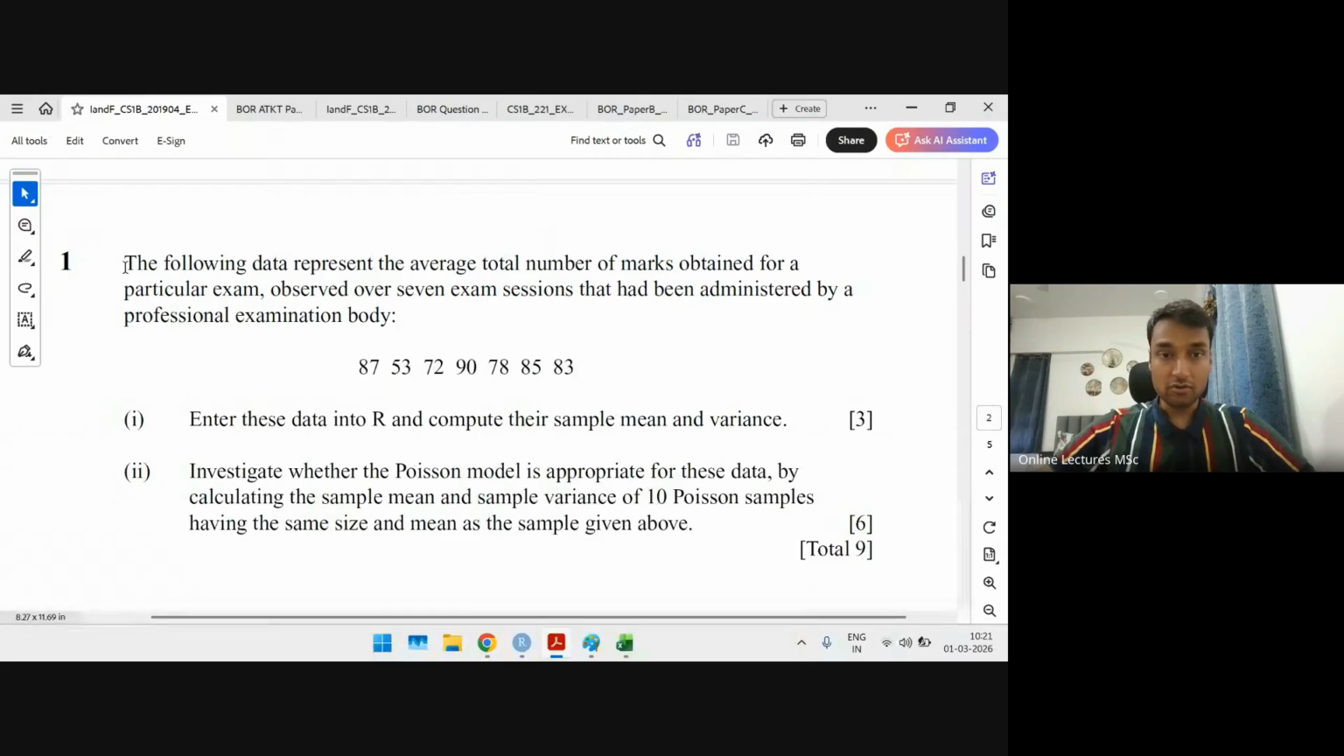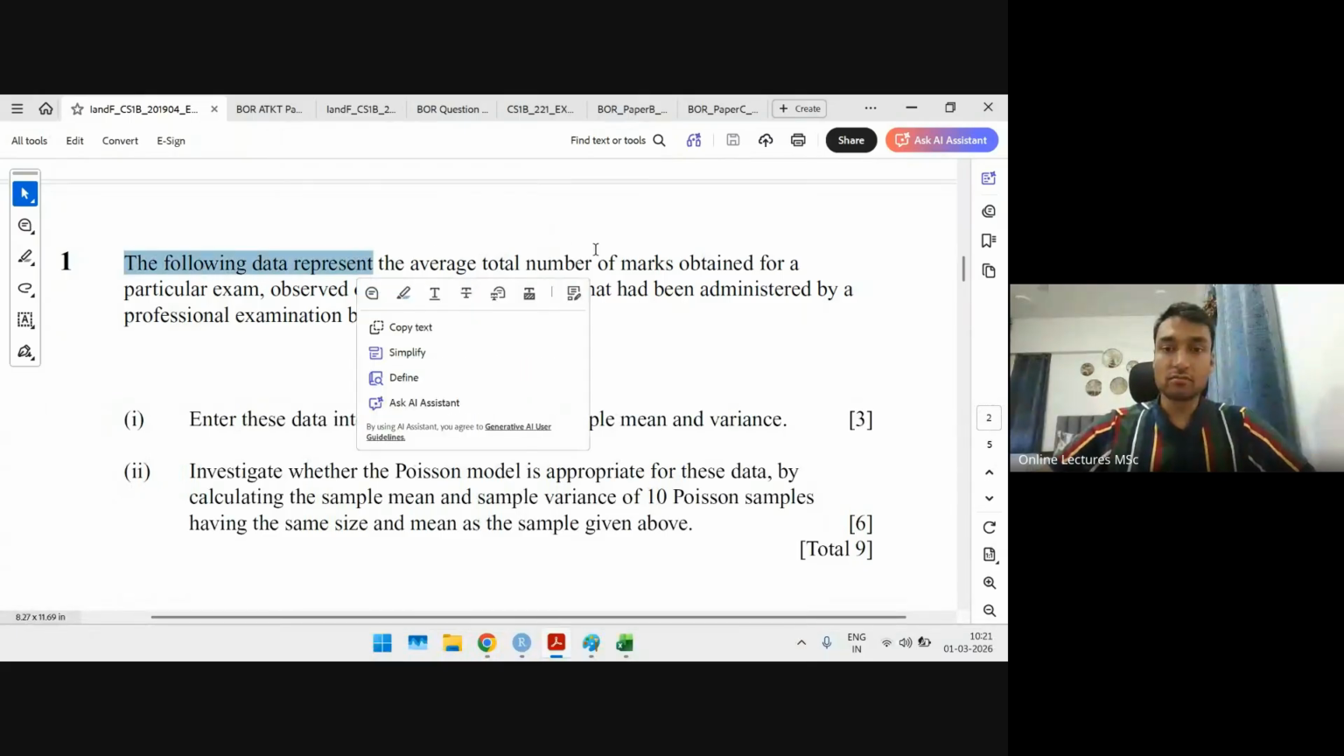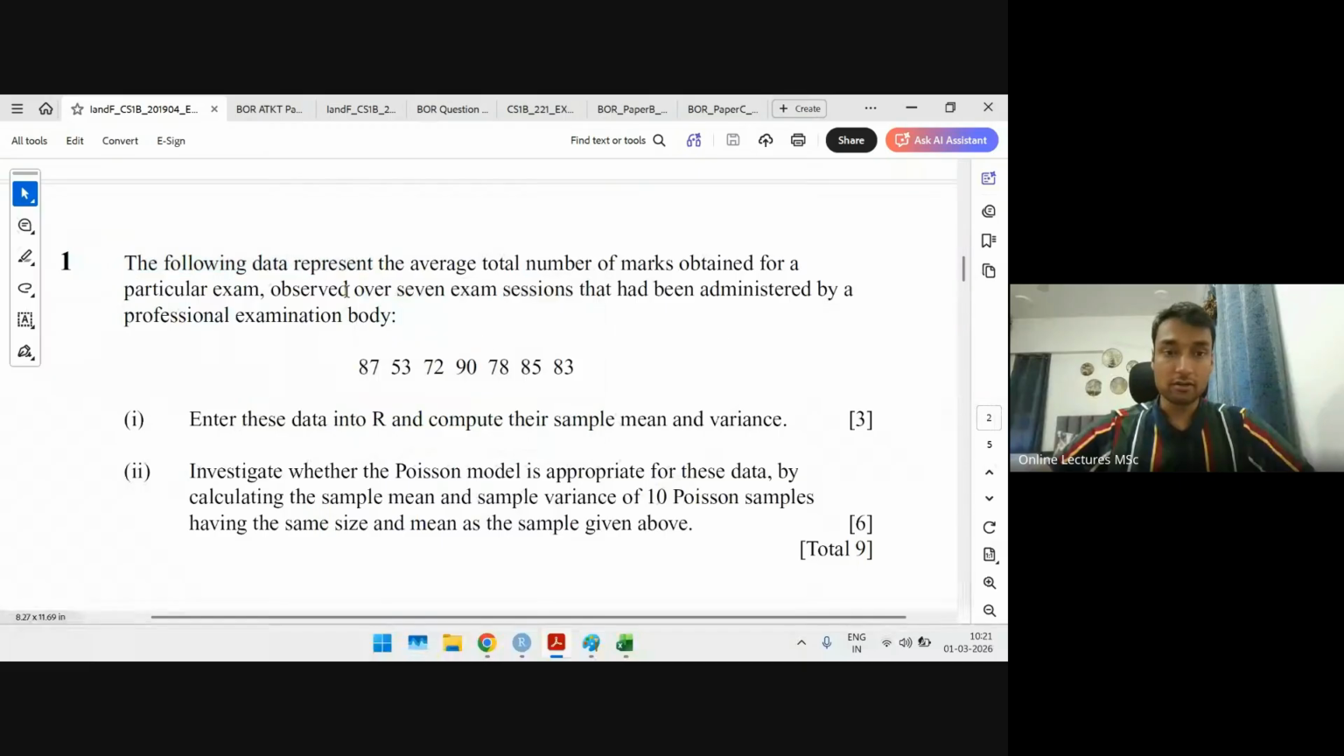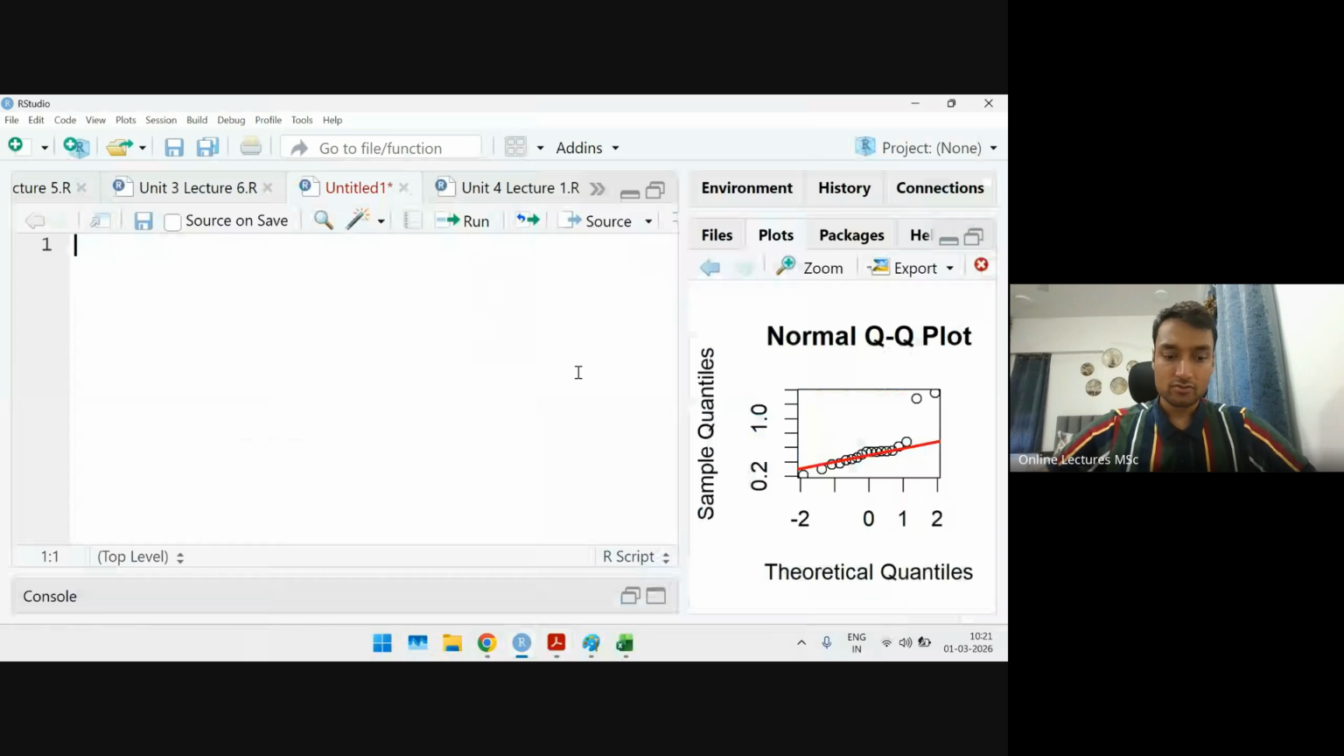The question is the following: the data represents the average total number of marks obtained for a particular exam observed over 7 exams that have been administered by a professional exam body. So these are nothing but the average marks given to you. So simple, it's question 1. And the data I have, let's say capital X equals all of these data observations.